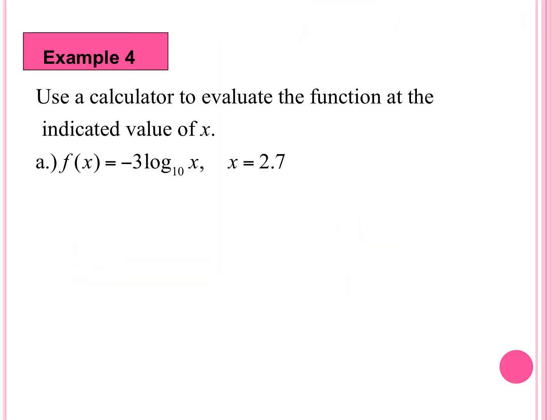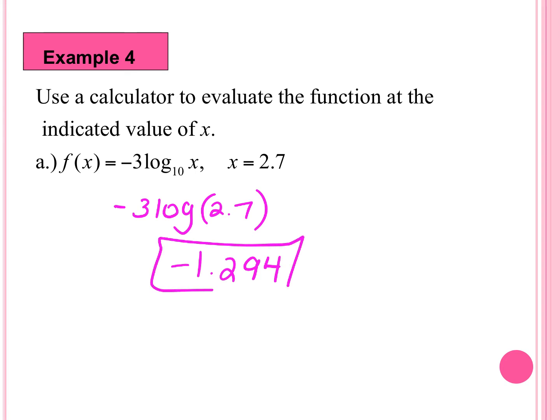This one says use the calculator to evaluate the function at the indicated value of x. So I'm going to type in -3 log of 2.7. That gives -1.294. I didn't say what to round it to. Round it to 3 places, so nearest thousandth. The answer, because it's being multiplied by a -3, can be negative. The part in the parentheses cannot be negative, because you're saying something to a power equals a negative number. That can't be, but when we multiply by a negative at the end, it can be.